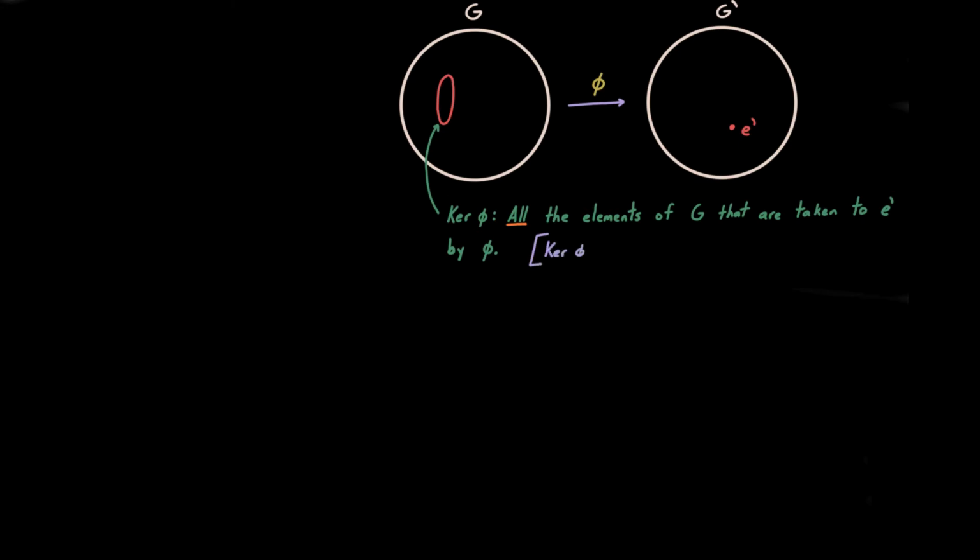In fact, it turns out that the kernel of phi isn't just a subset, it's a subgroup, and it's not just any subgroup, it's a normal subgroup of G. I'm not going to prove that in this video, I'll save that for a later one.